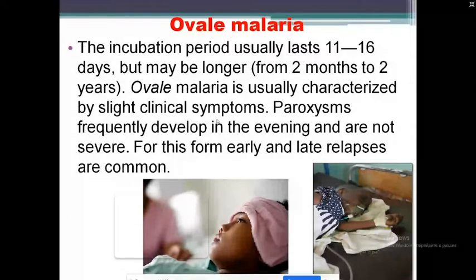Ovale malaria. The incubation period usually lasts 16 days, but may be longer, from 2 months to 2 years. Ovale malaria is usually characterized by slight clinical symptoms. Paroxysms frequently develop in the evening and are not severe. For this form, early and late relapses are common.